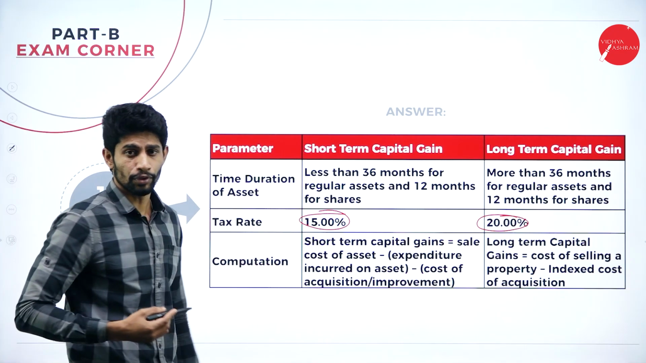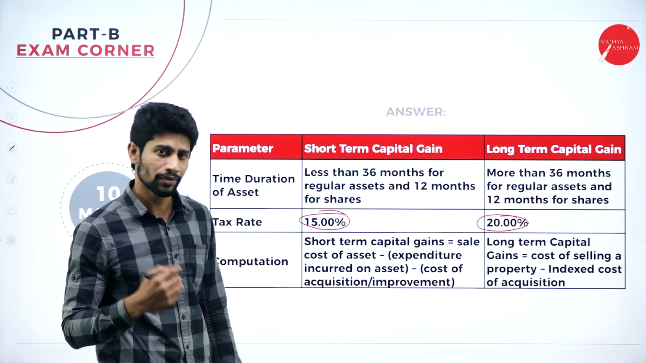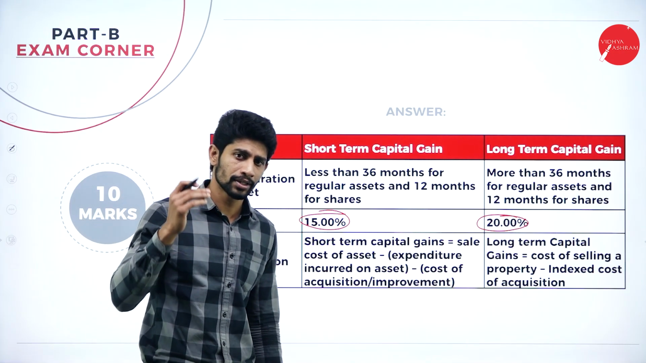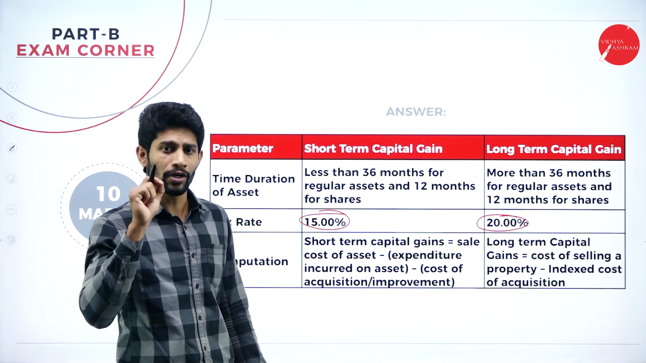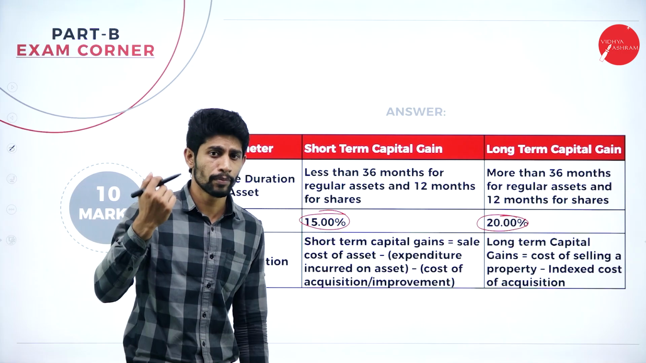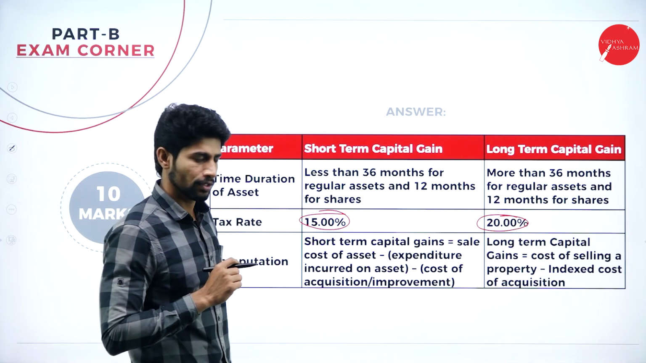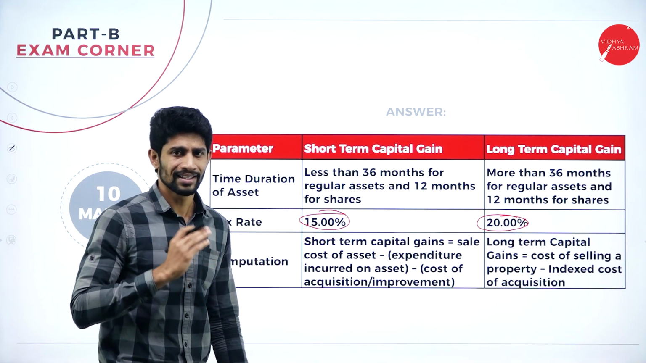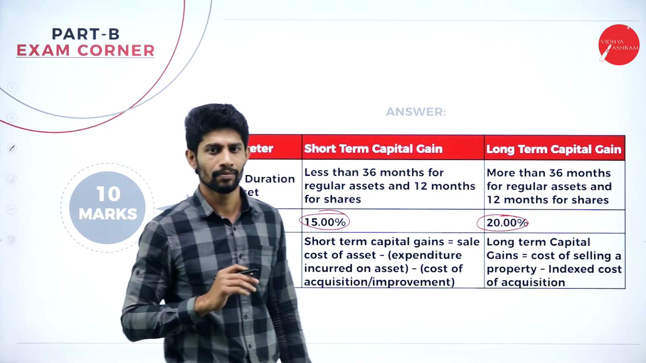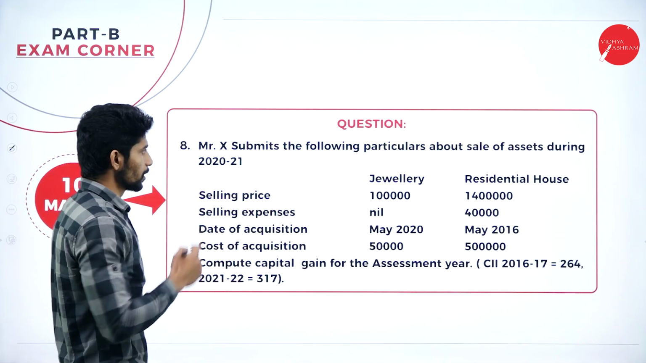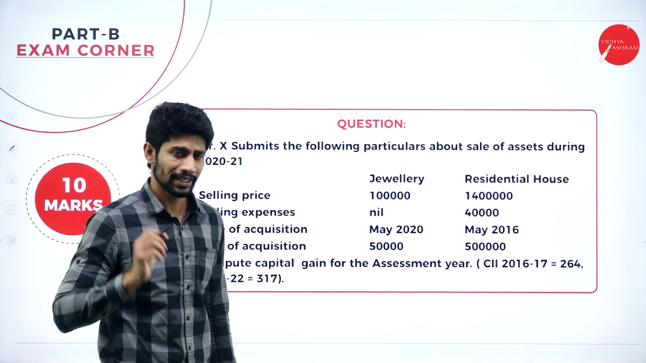And the way we compute short term asset value and long term asset value is different. While you are computing the short term value, you will compute the sales value minus the cost of acquisition. But while you are computing long term asset, it is sales value minus indexed cost of acquisition. So this is how you are supposed to give the difference between the long term asset and the short term asset.